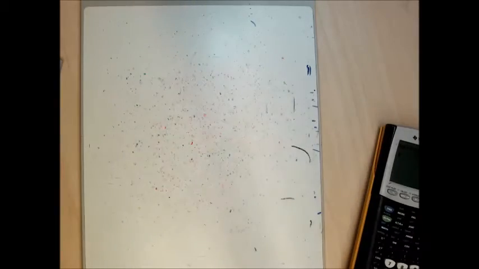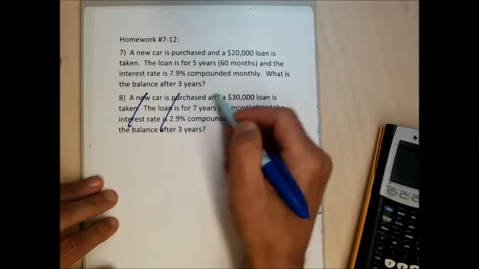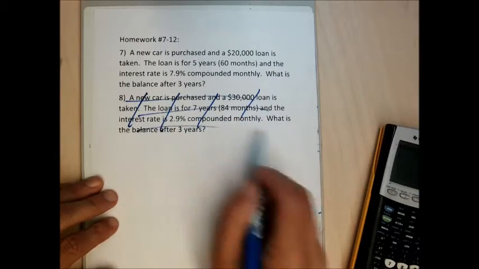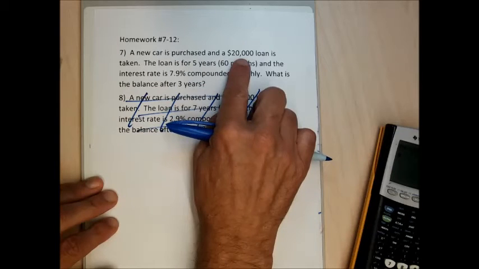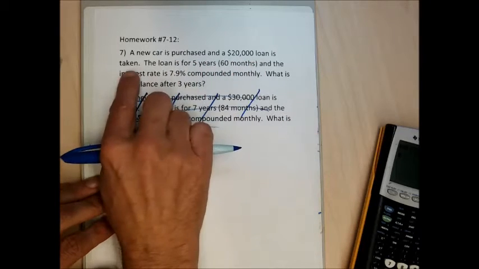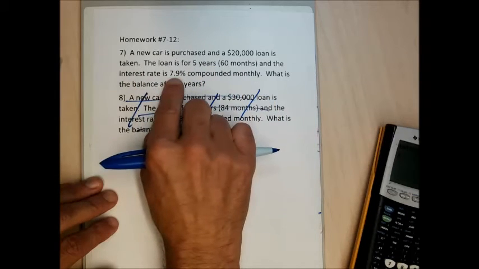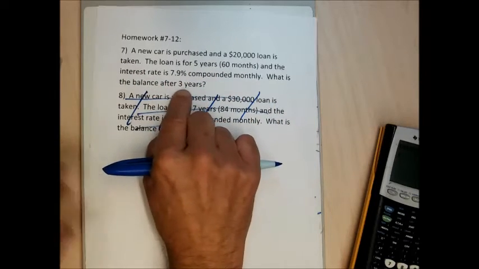So let's do a couple of these problems. I'll work through 7 with you. So a new car is purchased for $20,000. A new car is purchased and a $20,000 loan is taken. The loan is for 5 years, 60 months, and the interest rate is 7.9%. What is the balance after 3 years?